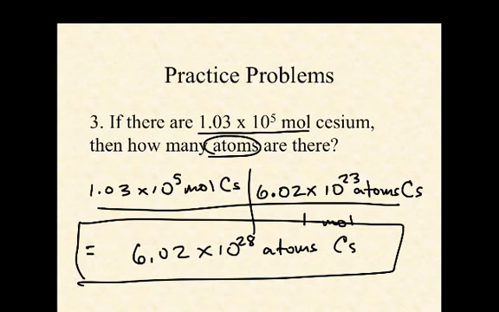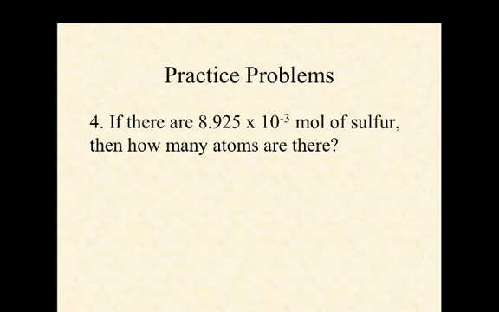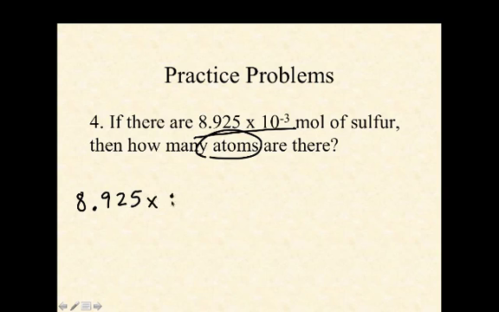Let's do a couple more of these just so you can get the hang of it, all right? We have 8.925 times 10 to the minus 3 moles of sulfur. How many atoms are there? All right, so I've underlined my starting place and I circled my target, so I know how to set up this problem. The thing that I underlined is what I was given to start with, so that's going to go on my starting line of my t-table. 8.925 times 10 to the minus 3 moles of sulfur.